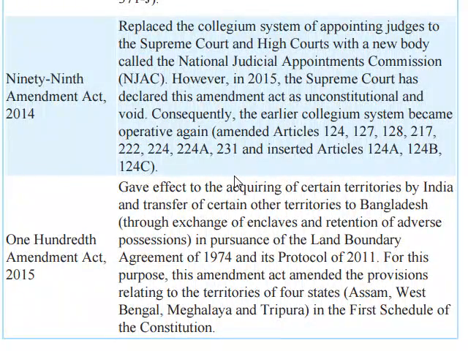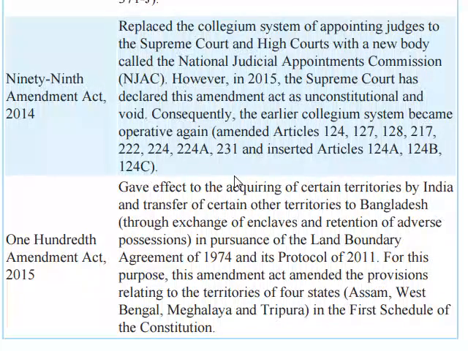99th Amendment Act, 2014, replaced the collegium system of appointing judges of the Supreme Court and High Courts with a new body called the National Judicial Appointment Commission. However, in 2015, the Supreme Court declared the Amendment Act unconstitutional and void. Consequently, the earlier collegium system became operative again.